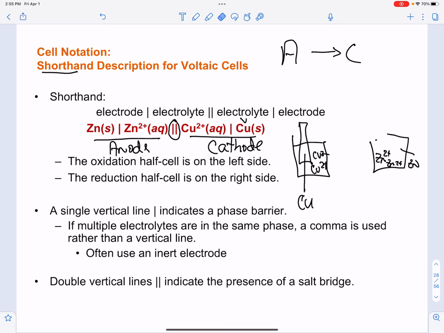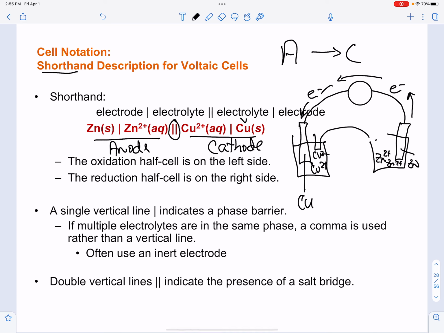So my cable is going to be connected there. My multimeter will go in the center. And my electrons are going to travel from anode to cathode. But those electrons are not going to go anywhere unless I have a salt bridge. The salt bridge is what's going to complete the circuit.